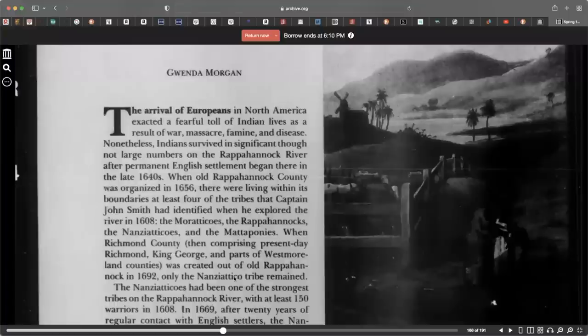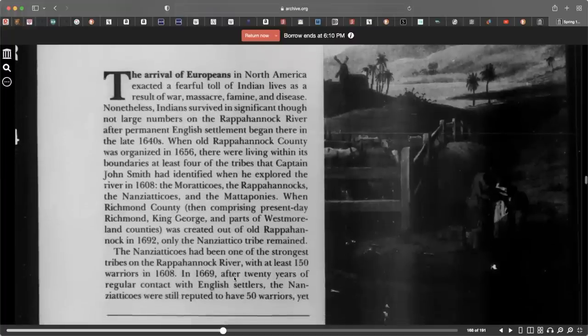The arrival of Europeans in North America exacted a fearful toll of Indian lives as a result of war, massacre, famine, and disease. Nonetheless, Indians survived in significant, though not large numbers, on the Rappahannock River after permanent English settlement began there in the late 1640s. When old Rappahannock County was organized in 1656, there were living within its boundaries at least four of the tribes that Captain John Smith had identified when he explored the river in 1608: the Moraughtacunds, the Rappahannocks, the Nanziaticos, and the Mattaponis. When Richmond County, then comprising present-day Richmond, King George, and parts of Westmoreland counties, was created out of old Rappahannock in 1692, only the Nanziatico tribe remained.